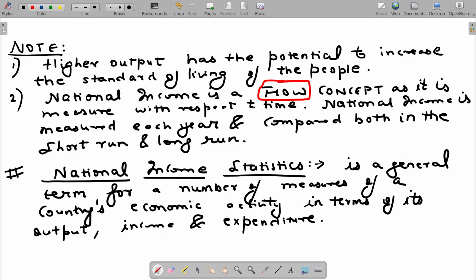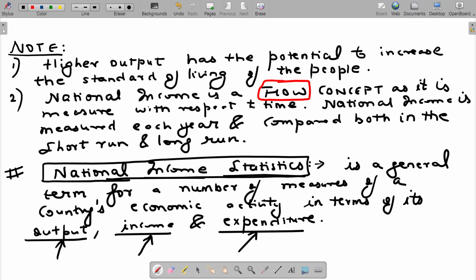So when we talk about national income statistics, it is going to give us a number of measures to calculate the economic activity within a country. And how do we capture the economic activity, either in terms of the output produced in that country or income generated in that country or expenditure done by all the stakeholders, households, firms, government, etc. in that country. That means you measure economic activity in a country through three routes, either through output or through income or through expenditure. And the measures you are using to do all this are a part of national income statistics.